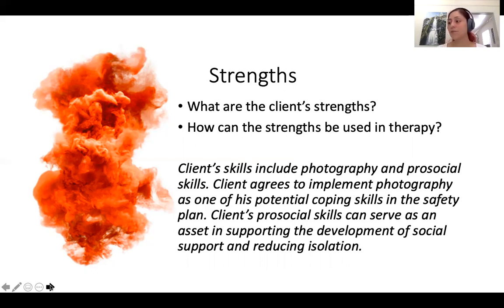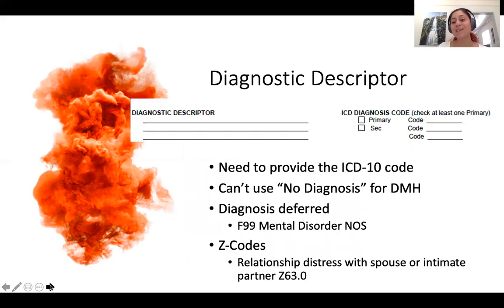All right, so this finishes up the clinical formulation section of the DMH assessment. The second to last piece on this page is the diagnostic descriptor. And this is where you're writing out the actual diagnosis or diagnoses. On the left, where it says diagnostic descriptor, you're writing the full name of the disorder with corresponding severity and specifiers if applicable. On the right, you are indicating whether each diagnosis is primary or secondary.